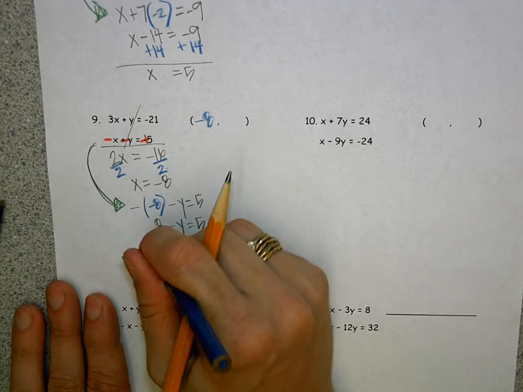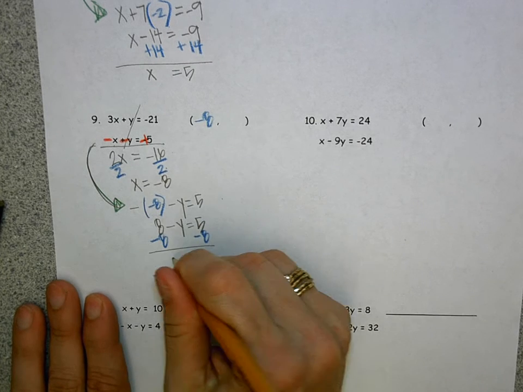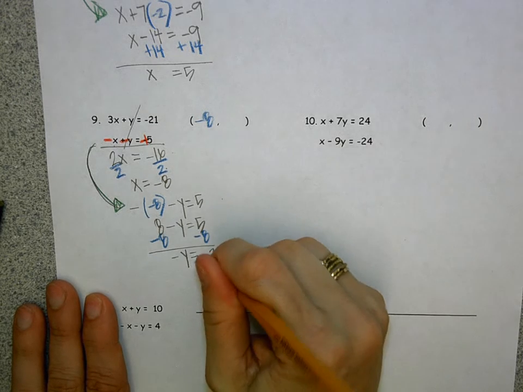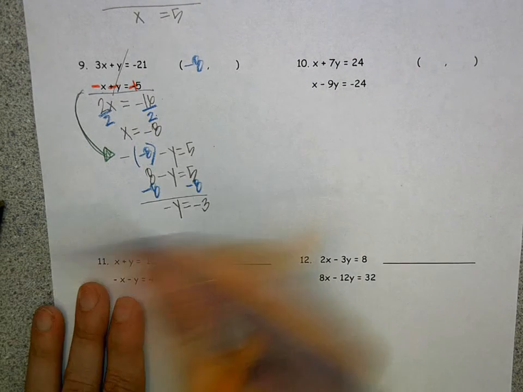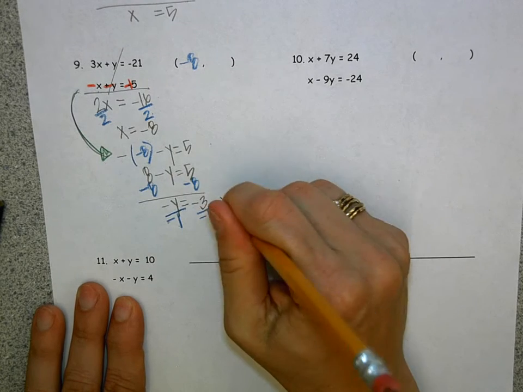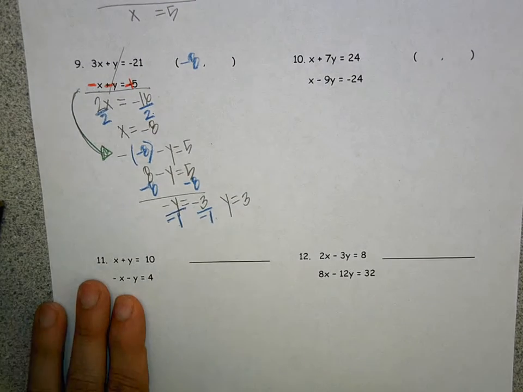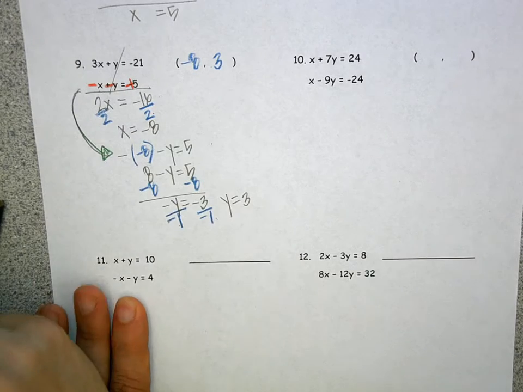Subtract the 8. Negative y equals 5 minus 8 is what? 3. 5 minus 8 is negative 3. What happens when you have negatives on both sides? You divide it away. We get y equals positive 3. So what's the actual point that they cross? Negative 8, positive 3. So at that point.